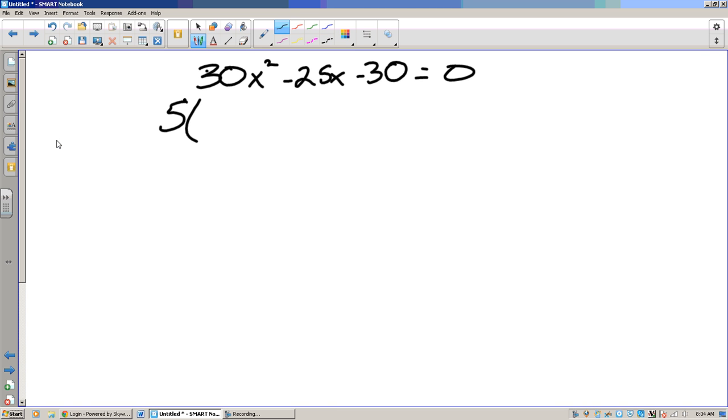So when we do that, what are we left with after we factor out a 5? Let's see. Gia? 6x to the second power minus 5x minus 6, and that all equals 0. Good. This one's a little bit easier to work with, right? It's easier to work with than trying to find two factors that multiply to 900 and add to negative 25.